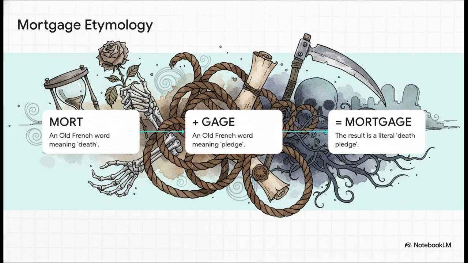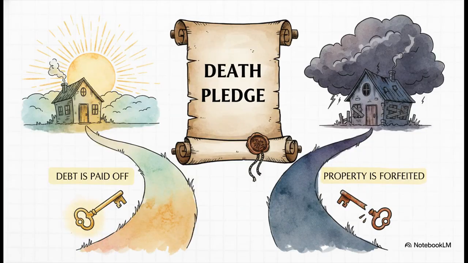Well, the answer comes to us from Old French. The word mortgage is literally two words smashed together: mort, which means death, and gage, which means pledge. You put them together, and a mortgage is, literally, a death pledge. So why a death pledge? It's actually kind of brilliant.